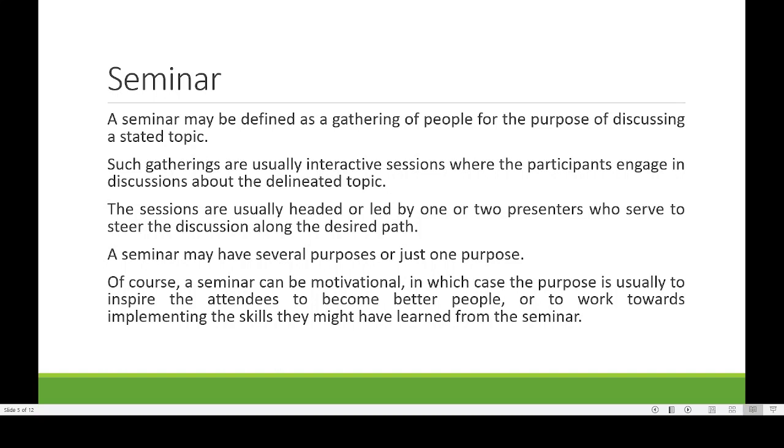You can make a presentation or have a discussion. The sessions are usually led by one or two presenters who serve to steer the discussion along a desired path. Usually in a major seminar, maybe a one-day seminar, if it is about amphibians, the first hour itself will have a small introduction, a small inauguration.